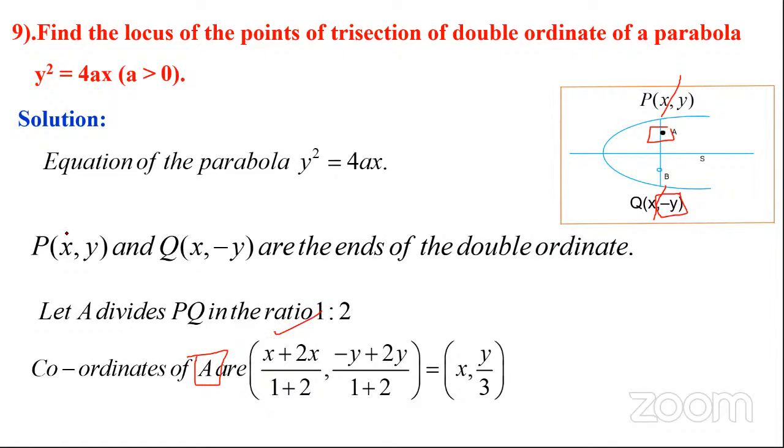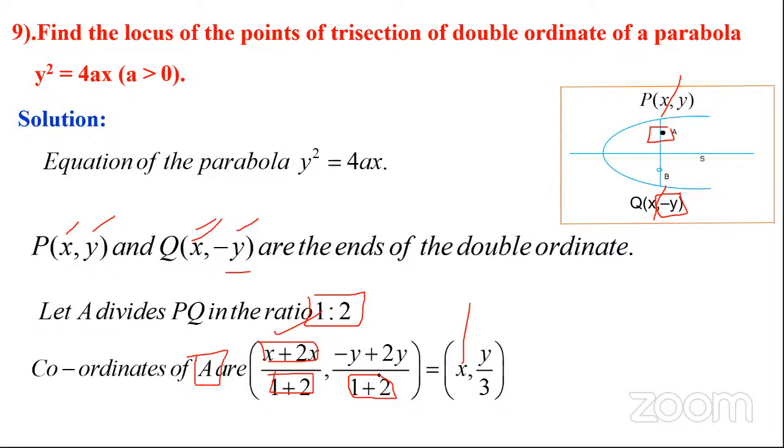Here this is x1, y1, and this is x2, y2, with respect to the 1:2 ratio. Solve it. For mx2, the m value is 1 into x2, x. Then substituting, you get (x plus 2x) by (1 plus 2), and (minus y plus 2y) by (1 plus 2). Then 3x by 3 gives x, and minus y plus 2y is y, so y by 3. This is the coordinates of A.